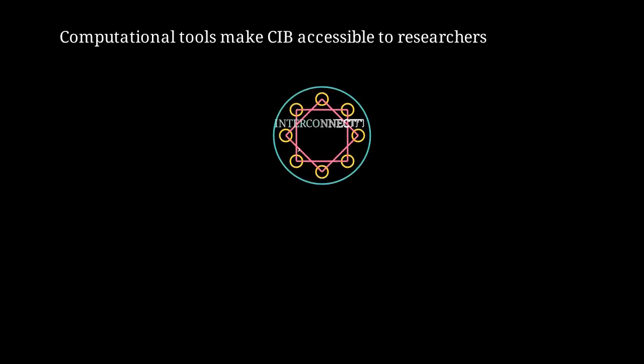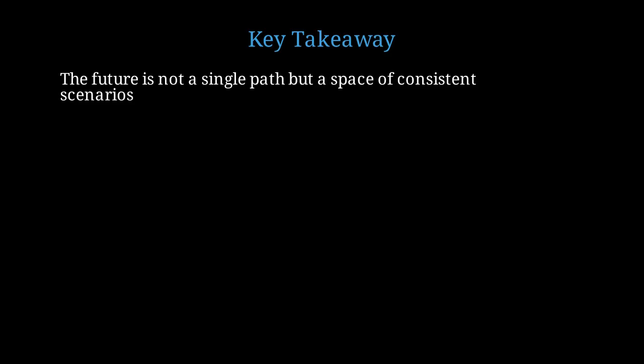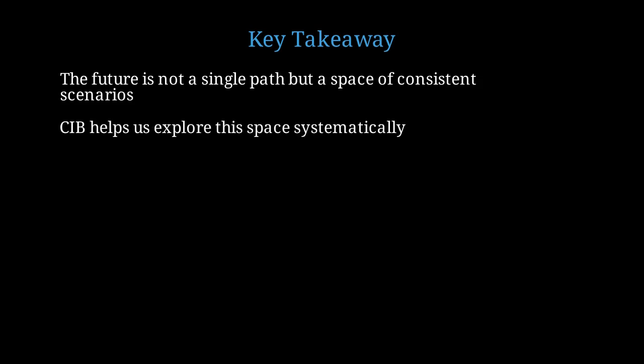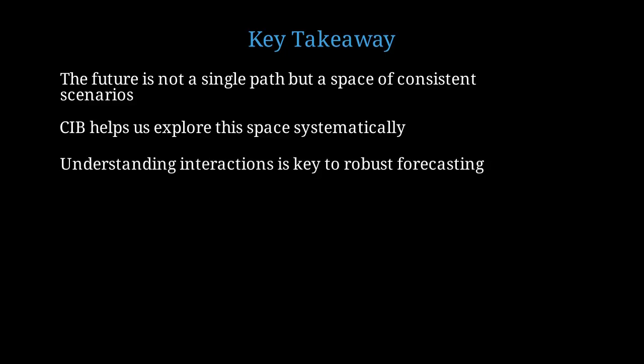By embracing systems thinking and cross-impact analysis, we can better navigate the interconnected complexities of future possibilities. The most important insight to remember: the future is not predetermined as a single path, but rather a space of multiple internally consistent scenarios shaped by variable interactions. Cross-impact balances give us systematic tools to explore this scenario space and identify the most coherent futures. Understanding how variables interact and reinforce or inhibit each other is the key to making robust long-term forecasts in complex systems.